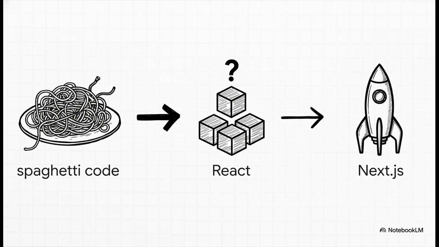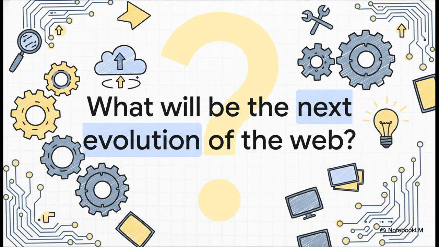And if there's one thing to take away from all this, it's that this whole journey is a story of evolution. It's about problem solving. Spaghetti code was a huge problem, so React was invented to fix it. But then React's flexibility created a new set of challenges, so Next.js was built to solve those. Each new layer exists to fix the headaches of the past. And you know, this constant cycle of innovation is what makes this field so exciting.